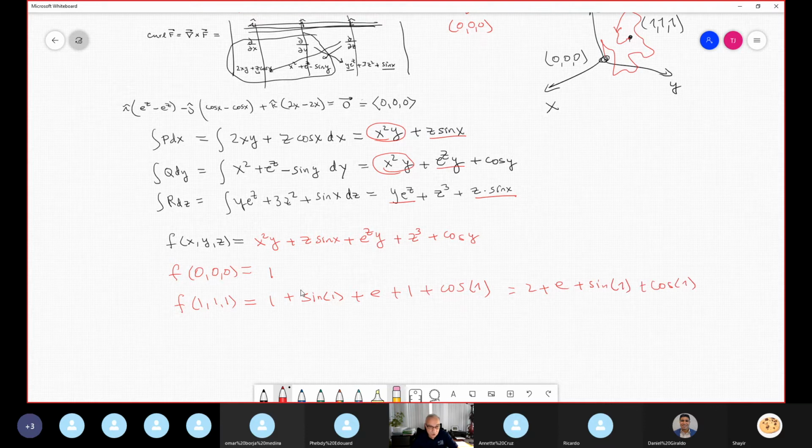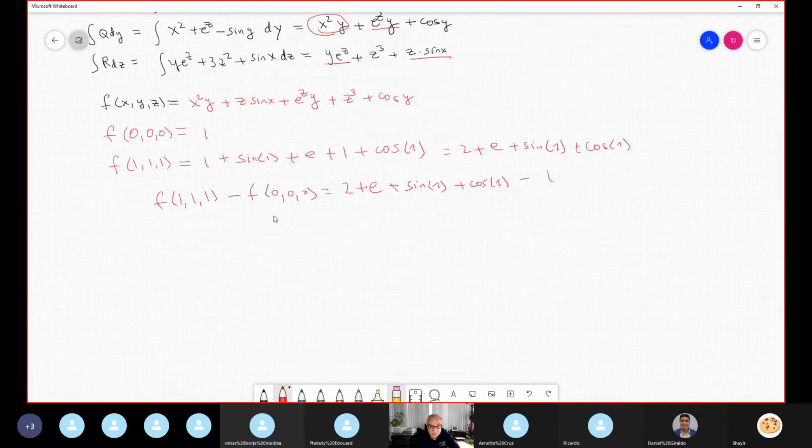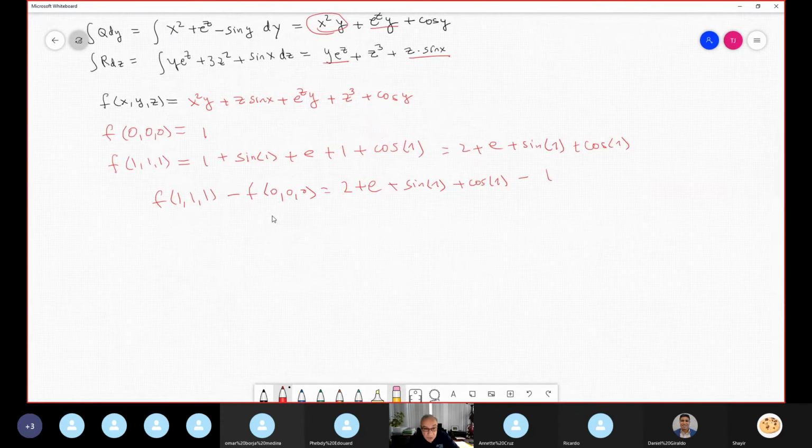My final answer is the subtraction, f(1, 1, 1) minus f(0, 0, 0). So it is 2 plus e plus sine 1 plus cosine 1 minus 1. So 2 minus 1 is 1, and the final answer is then 1 plus e plus sine 1 plus cosine 1. Easy, super easy.